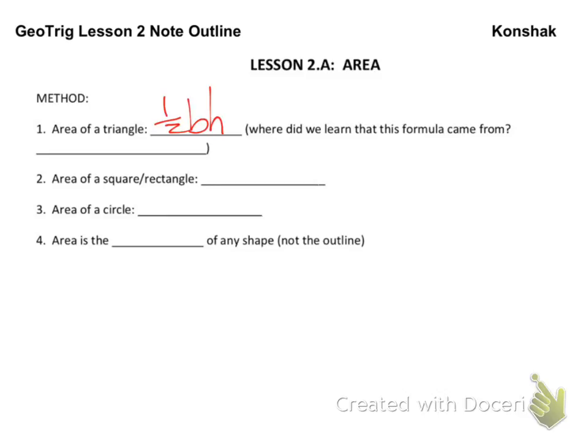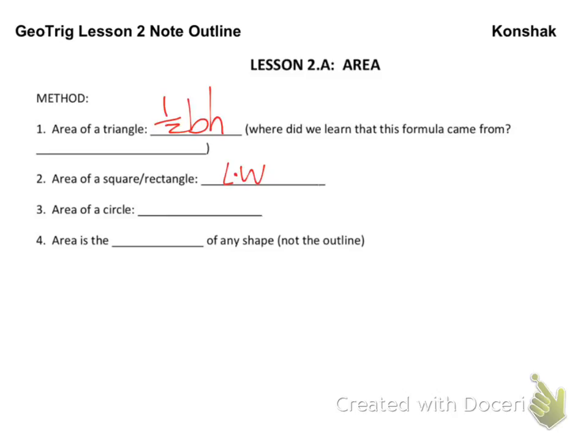The area of a square or rectangle is length times width. And so if you just cut across the corner, you'll form a triangle in a rectangle. And therefore, people started to recognize that. So maybe that's where that formula came from. I'll look into that one.